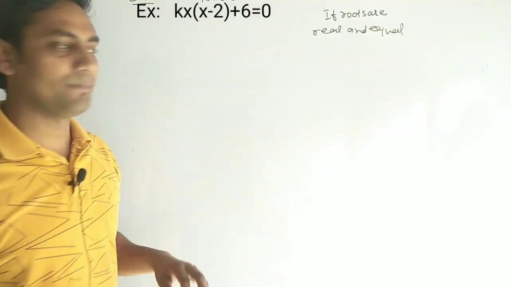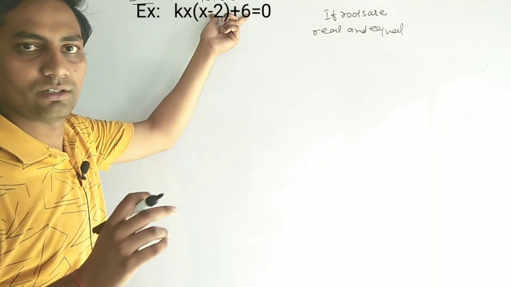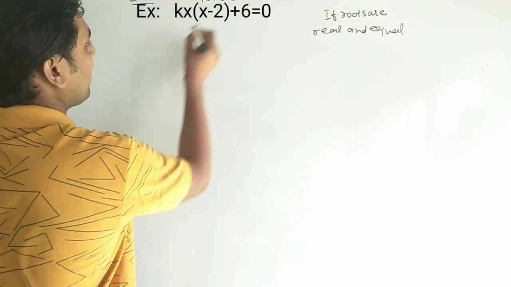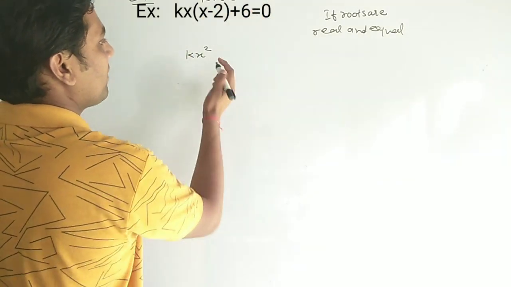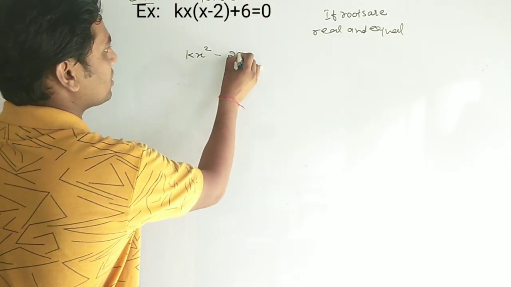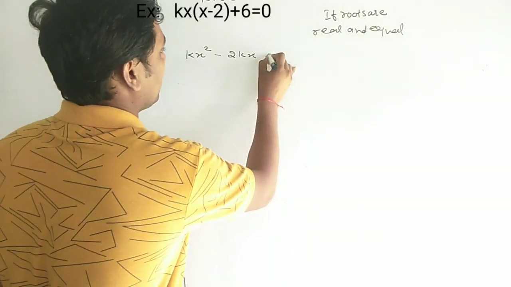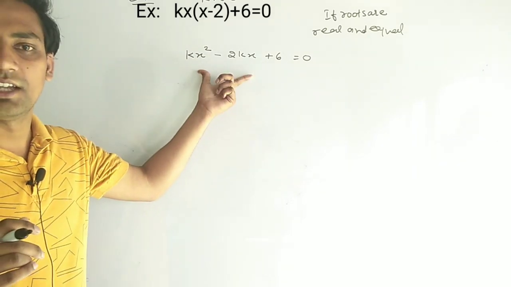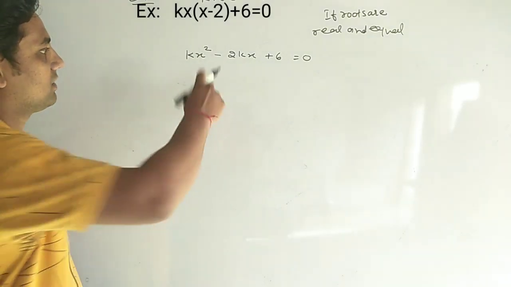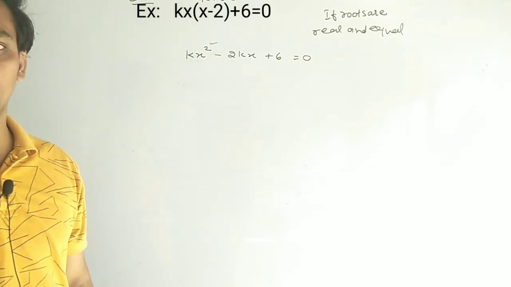So first of all, convert into a quadratic equation. kx multiplied by x, so we get kx square. kx multiplied by minus 2, so we get minus 2kx. And plus 6 equal to 0. It is a quadratic equation, because the degree of the polynomial is 2.